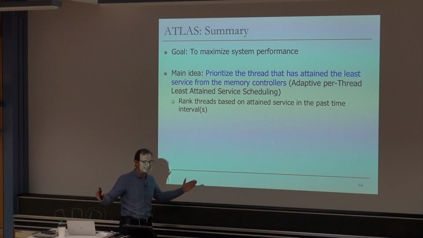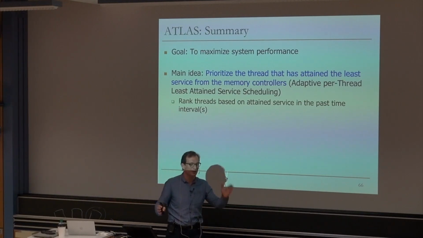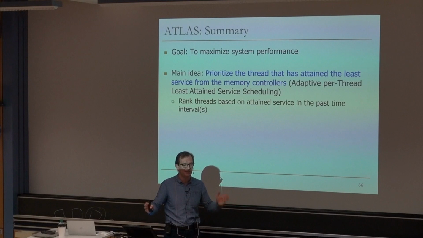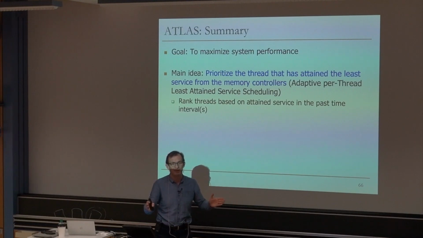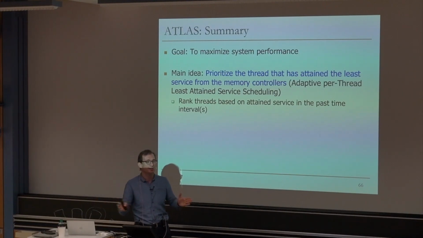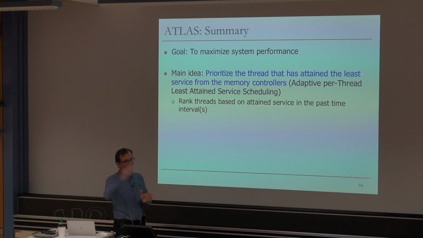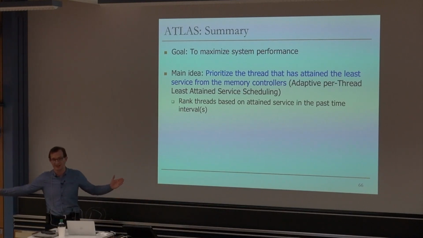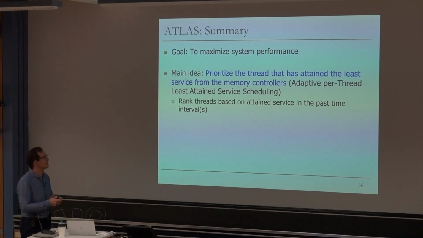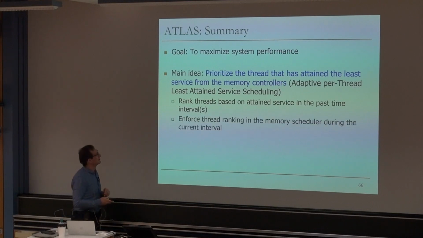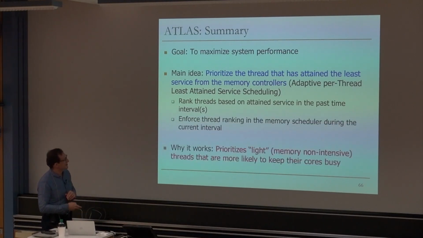And you basically rank those numbers, and you form a ranking across the threads where the thread that has attained the least service, with the smallest counter, is highest rank, whereas the thread that has attained the most service is the lowest rank. And in the next interval, you enforce that ranking in the memory controller, and you prioritize based on that ranking. Okay, that's what I just said.